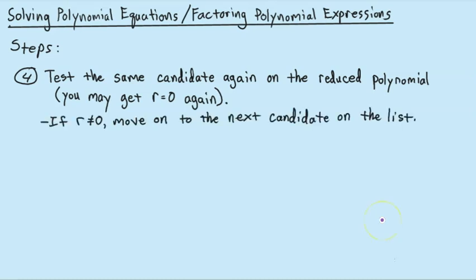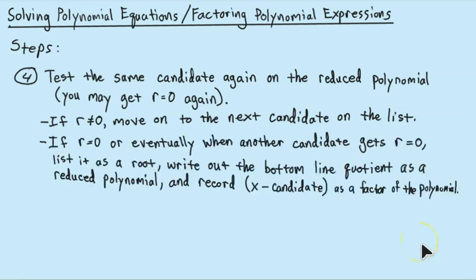Now, when you test that same candidate a second time, if the remainder is not 0, then you're just going to move on to the next candidate on the list. But if the remainder is 0 again, then you're going to list it as a root again. You're going to write out the new bottom line quotient as another reduced polynomial, and then you're going to record x minus that candidate as a factor of the polynomial. If it's the same one, then you're going to wind up with the same factor twice, and that just means that the multiplicity is 2.